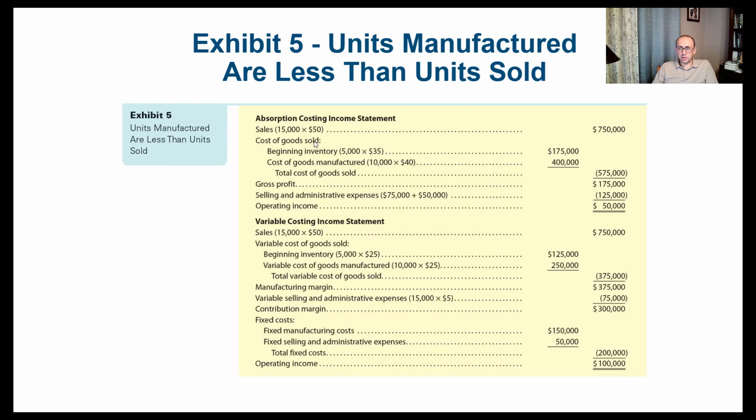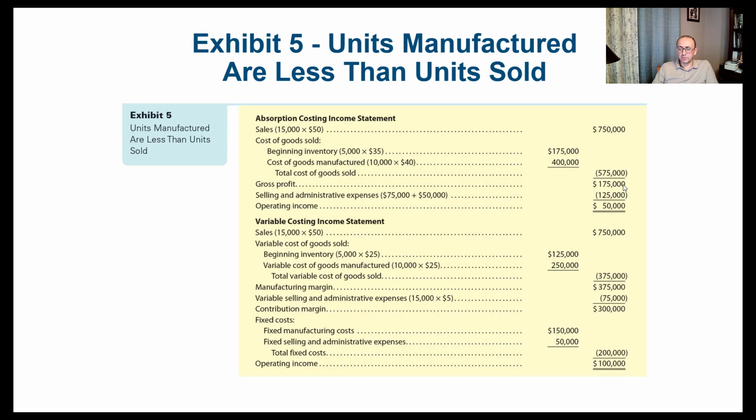But how do we calculate cost of goods sold? It's the beginning inventory plus the cost of goods manufactured. Since we don't have an ending inventory, the ending inventory is going to be 0. So that would give us the total cost of goods sold. Beginning inventory was 500 at 35, which is 175. Cost of goods manufactured were 10,000 at 40, which is 400,000. So the total would be 575. We subtract 575 from the 750 to get gross profit of $175,000.